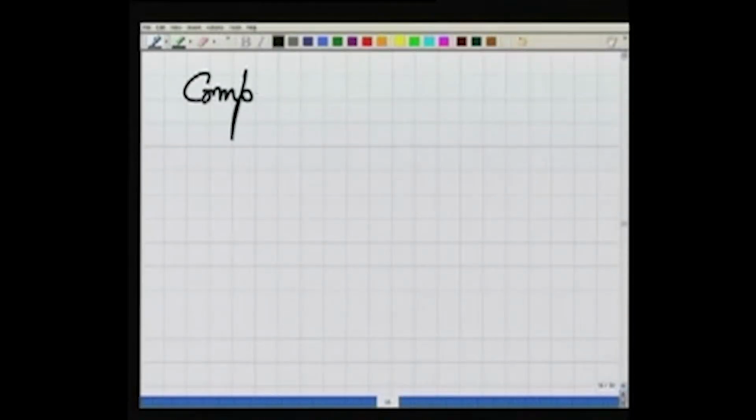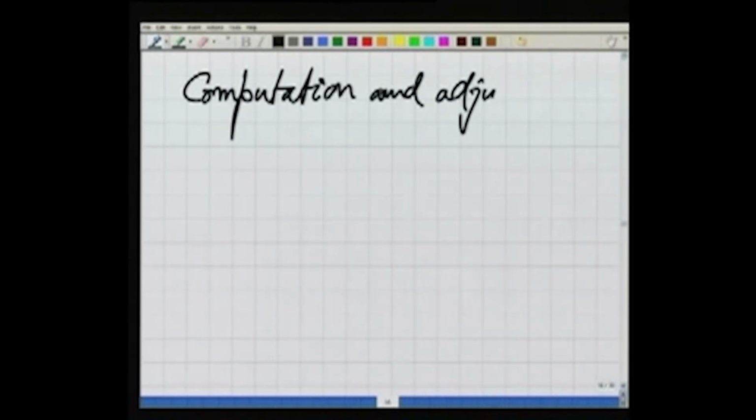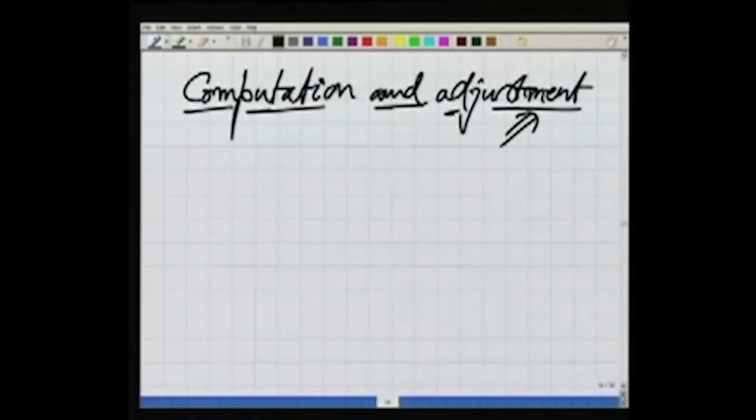Next, we will see how we can go for computation and adjustment. Right now we will only see the concept of adjustment first. This is important. What is it? What do we do in this? And the actual methods of adjustment we'll see later on.